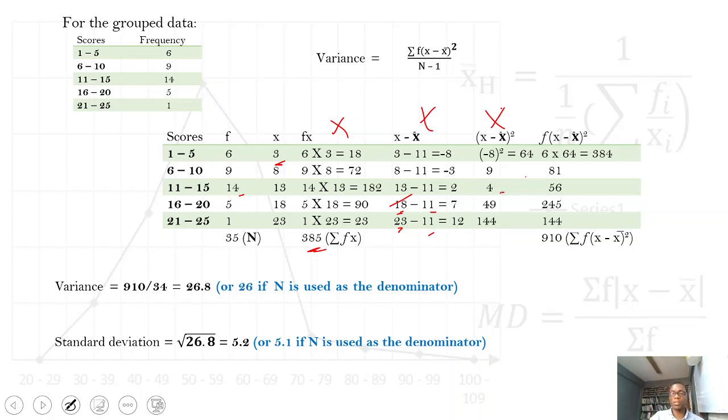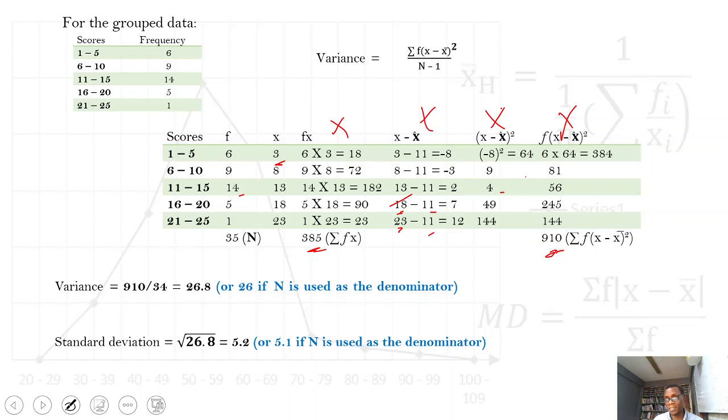So when I'm done, I will sum up all the values in this column, and that gives me 910. And so to calculate my variance, I will divide 910 by 34. 34 is n minus 1, that is 35 minus 1. That gives me a value of 26.8.